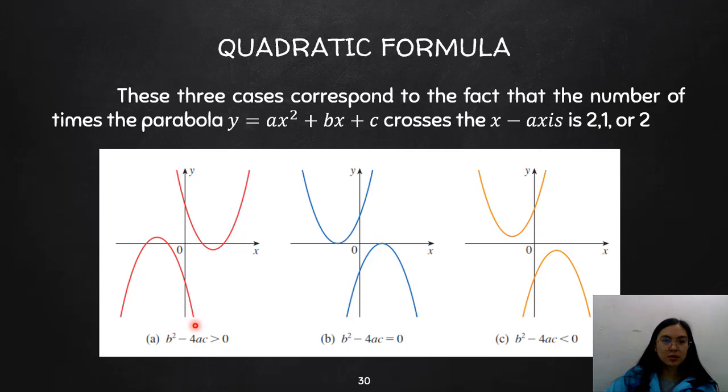If your parabola is facing downwards, it crosses the x-axis twice. And if the discriminant is equal to 0, then it crosses the x-axis once. That is where its vertex is; it only passes through once. And if your discriminant is less than 0, it will never cross the x-axis. So, take note, it should be 0. Sorry for the error there.